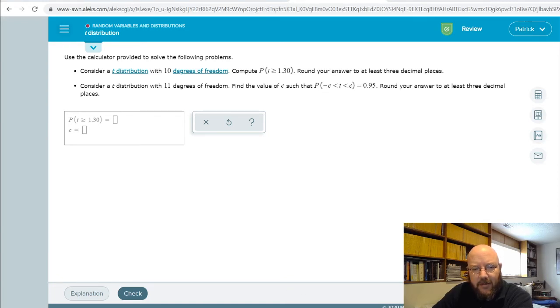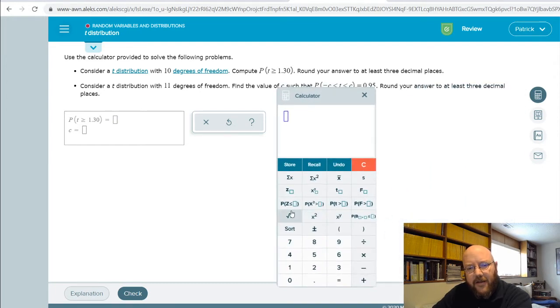Welcome back. I've got a chapter 9 question that I want to cover here, and that's the t-distribution. So this problem, when you get it, basically skips a couple steps that you were doing back in chapter 7, where you were learning to use the ALEKS calculator to do z-table lookups. This one's exactly the same, you're just doing t-table lookups, okay?